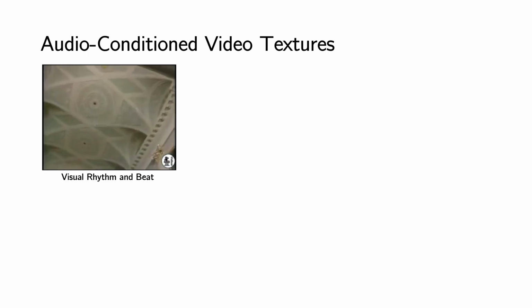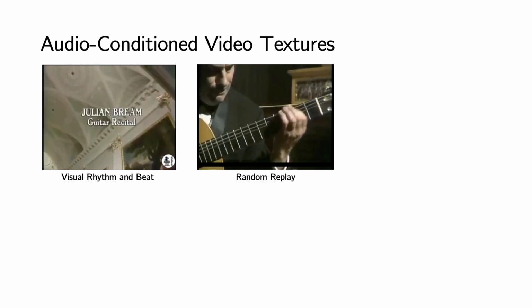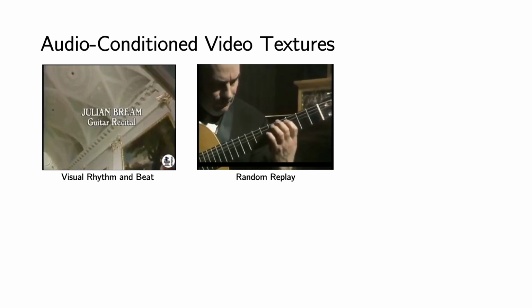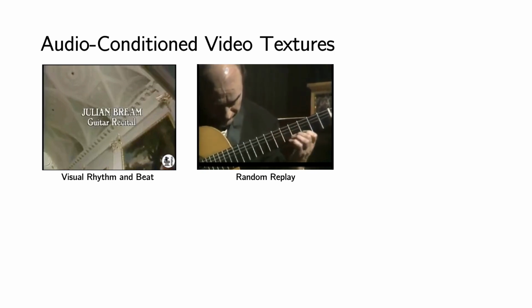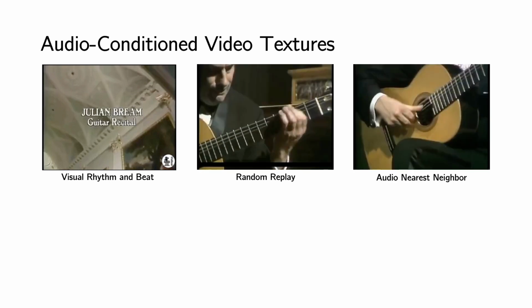Visual rhythm and beat warps the input video to match the beats of the conditioning audio, but as seen, the video and audio are not synchronized. Random replay overlays the conditioning audio on a random section of the input video. We observe that the audio and video are misaligned. Audio nearest neighbor computes the similarity between the conditioning audio and the input audio, and then extracts the closest match. Again, the audio and video are misaligned.